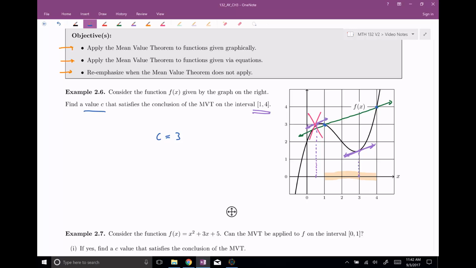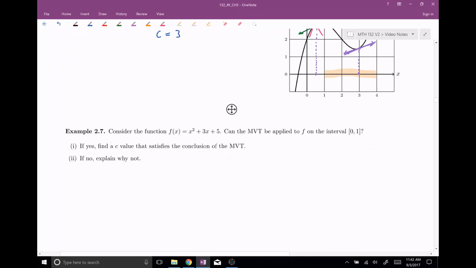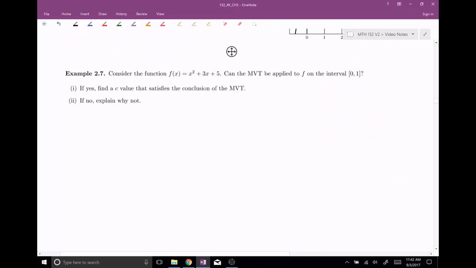Okay, now let's get into our more standard problems where we have an equation given to us for the function. So I'd like to go ahead and do the second example here. With all of these, again, the mean value theorem does not apply to every single function out there. So we really have to back up, and I'm going to ask, can the mean value theorem be applied to this function on the interval 0 to 1? If yes, find a c value that satisfies the conclusion of the mean value theorem. If no, explain why not.